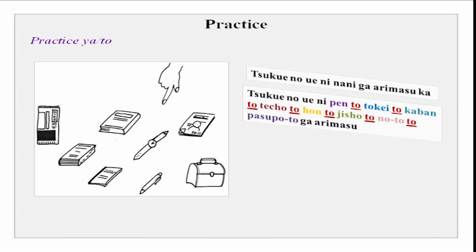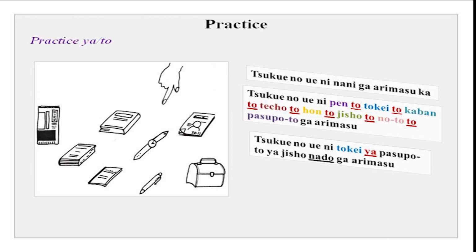But if we are using ya, what happens? Again the same picture you have and tsukue no ue ni nani ga arimasu ka? Tsukue no ue ni tokei ya passport ya jisho nado ga arimasu. So, you are just naming a few main things and not naming the others. That is understood that there are other things as well.